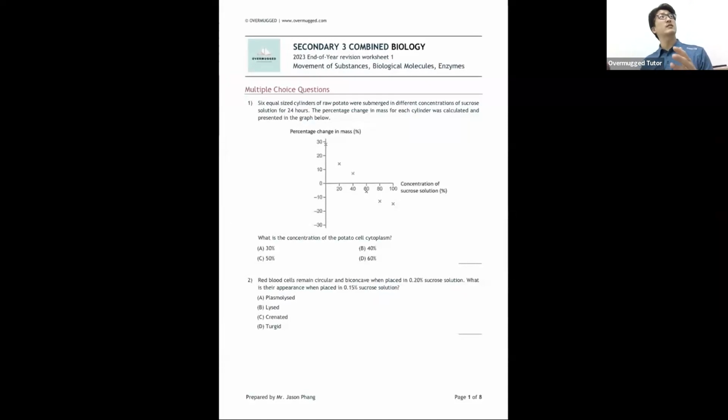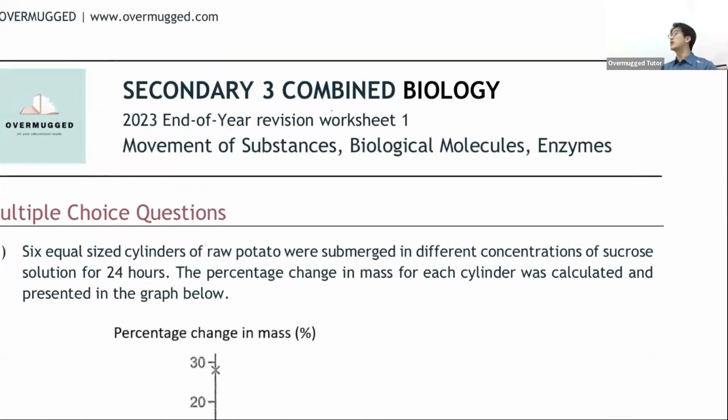Before we even dive into the questions, I would like us to focus on these three topics that I have chosen to put into our first worksheet: movement of substances, biological molecules, and enzymes. I want us to think of not which one is the most important, but which one is the most recurring, meaning they will keep on appearing over and over again throughout the many future topics as well.